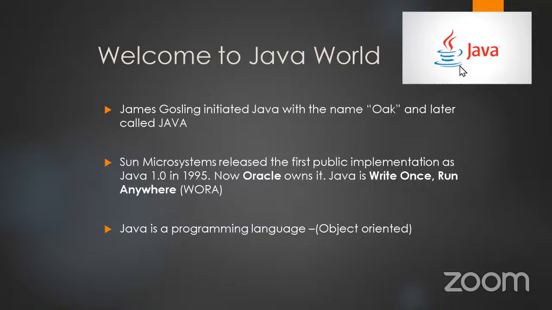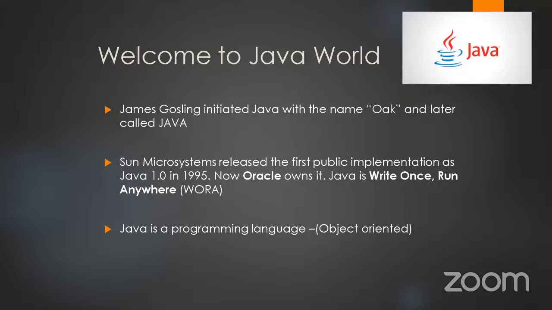This symbol of Java is very popular in whatever technology you would have worked. James Gosling was the person who started Java, and he initially called it Oak, and later he renamed it to Java. There is no abbreviation, there's no full form. He made his coffee cup the logo of Java. Then Sun Microsystems released the first version, Java 1.0, in 1995, long back. And now Oracle is the owner of Java.